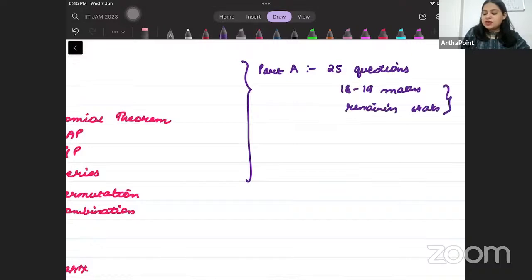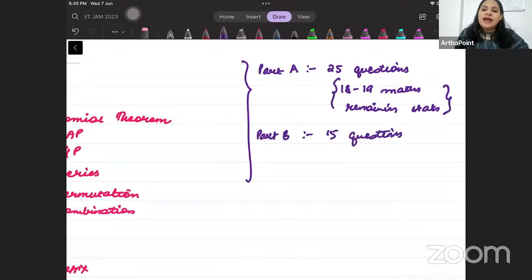That's the first thing. Then you have part B. Part B has 15 questions, which include questions on English and questions on logic. So part B is very similar to part A of CUET. If you have already prepared for CUET, this should make sense.